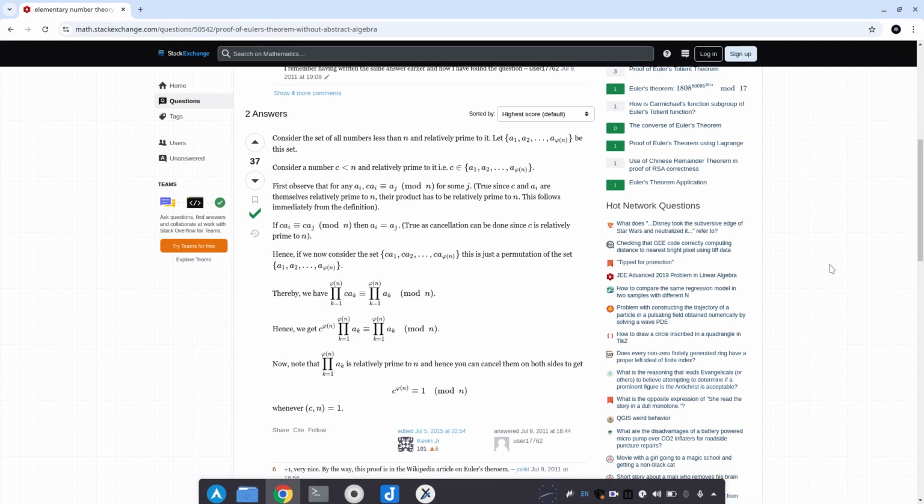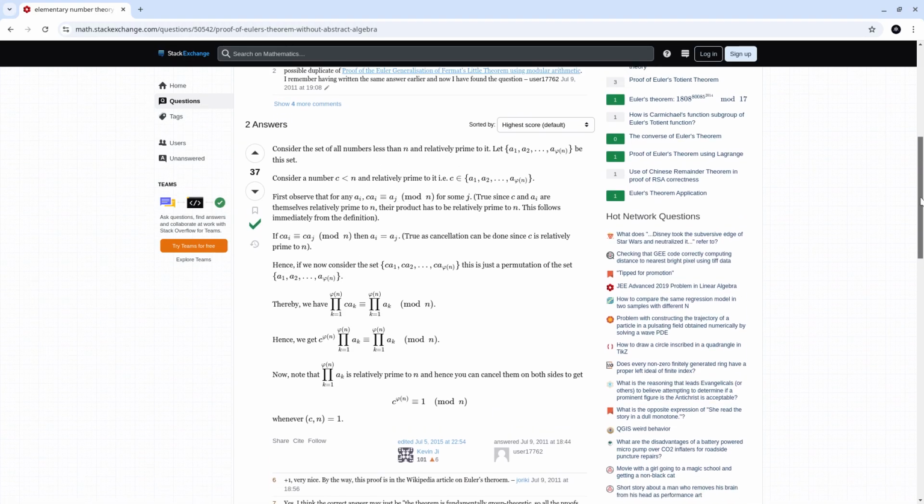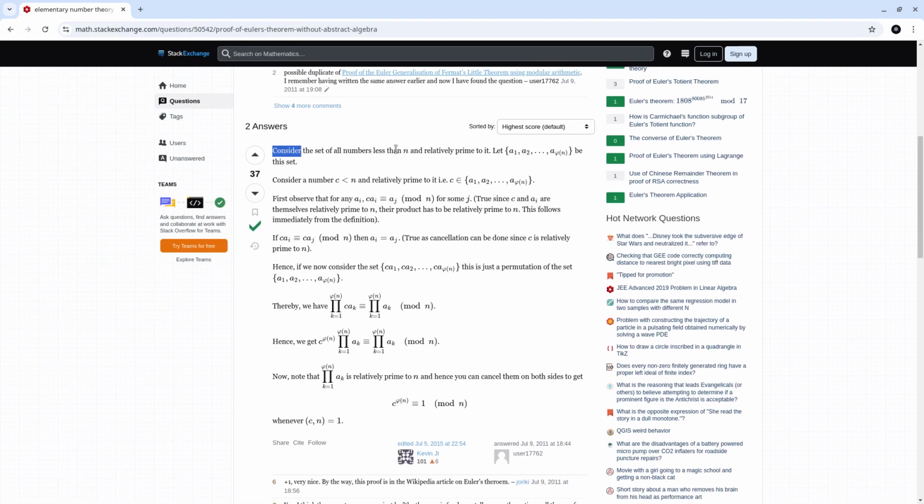So I have this very simple proof of Euler's theorem, and I'll just start off by going through it and explaining it. It says, consider the set of all numbers less than n relatively prime to it. So that's a1 up to a phi of n. That's Euler's totient function, the set of all numbers less than n and relatively prime to it. Euler's totient function gives you the cardinality of this set. For Z11 star, that would have been 1 all the way up to 10.